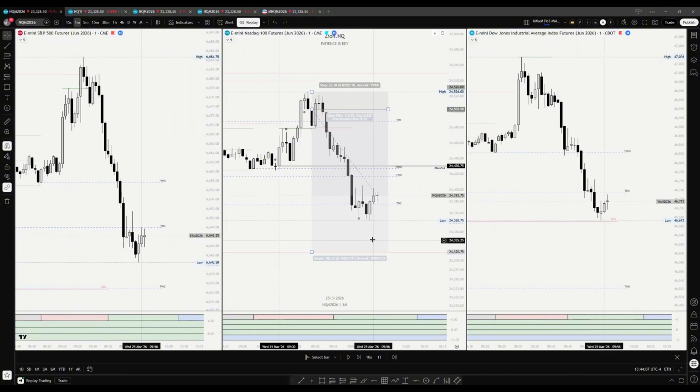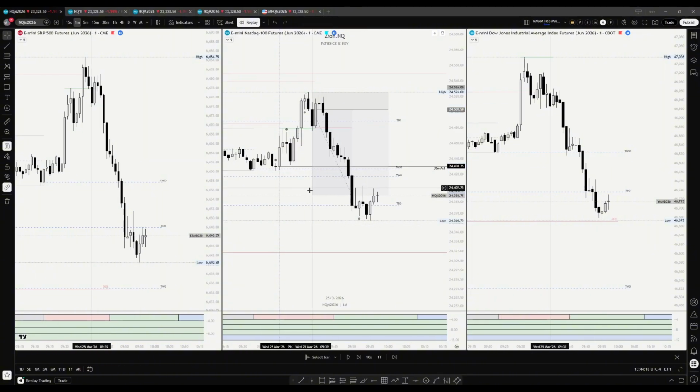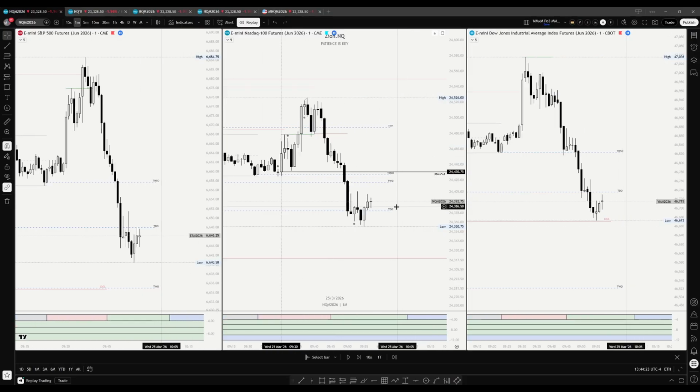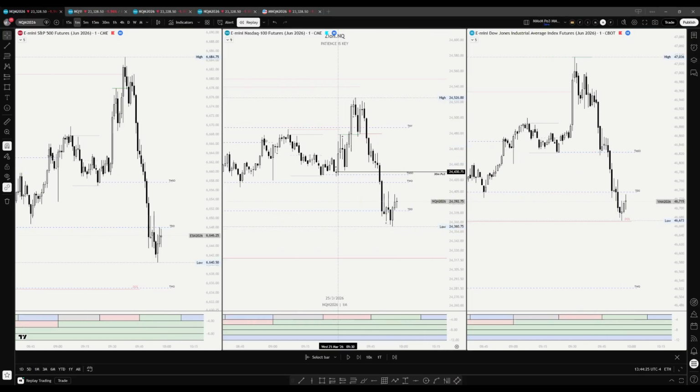I don't really know where I exited. I think I just trailed my stop aggressively after that. And yeah, my TP was, I don't know, around here. Yeah, somewhere around here. So that was my TP. And yeah, that was the example for the 30-minute PO3.